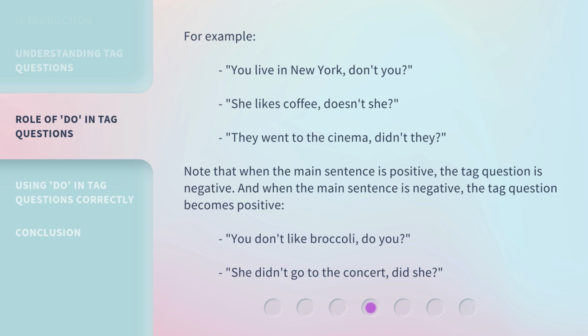Note that when the main sentence is positive, the tag question is negative. And when the main sentence is negative, the tag question becomes positive. You don't like broccoli, do you? She didn't go to the concert, did she?